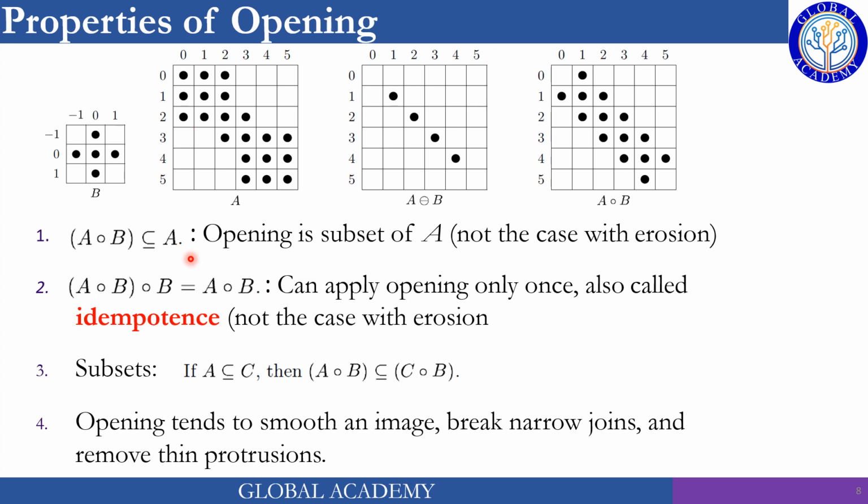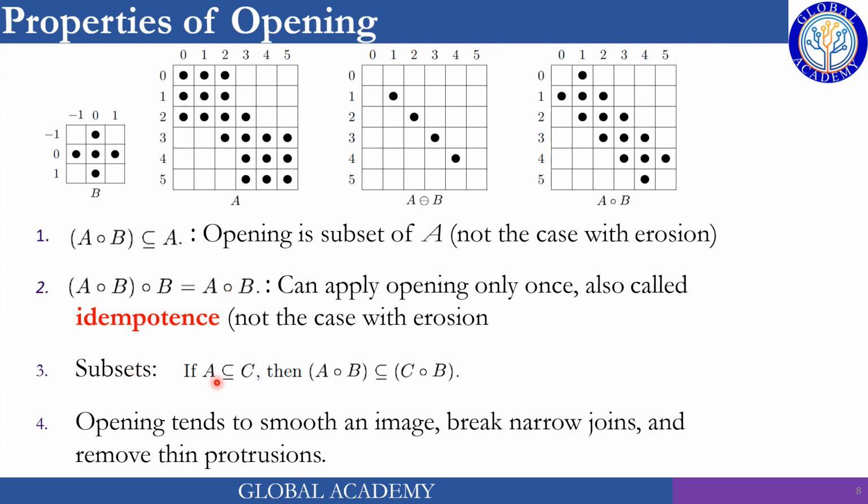And similarly, idempotence. Idempotence is like an identity operation. Like if you have once done A opening B, then applying opening B more and more times is idempotent, like an identity operation. You will get the same output, A opening B.